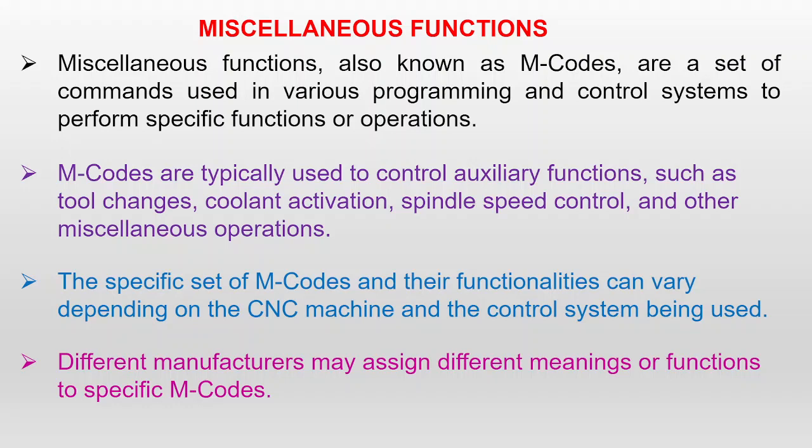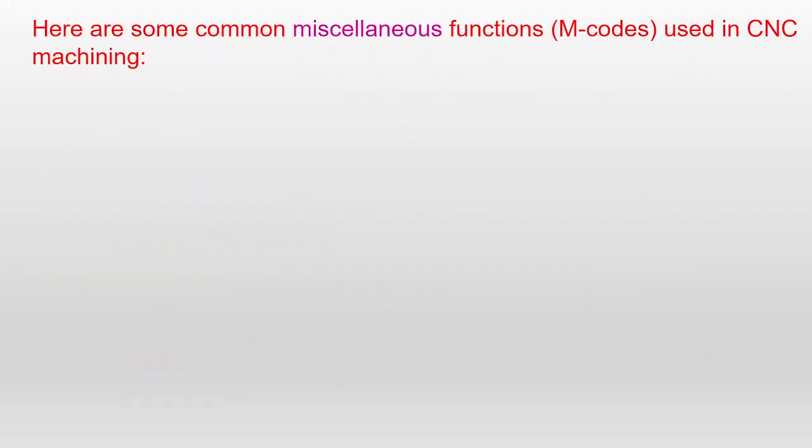M codes are typically used to control auxiliary functions such as tool changes, coolant activation, spindle speed control, and other miscellaneous operations. The specific set of M codes and their functionalities can vary depending on the CNC machine and the control system being used. Different manufacturers may assign different meanings or functions to specific M codes. So here are some common miscellaneous functions, M codes, used in CNC machines.